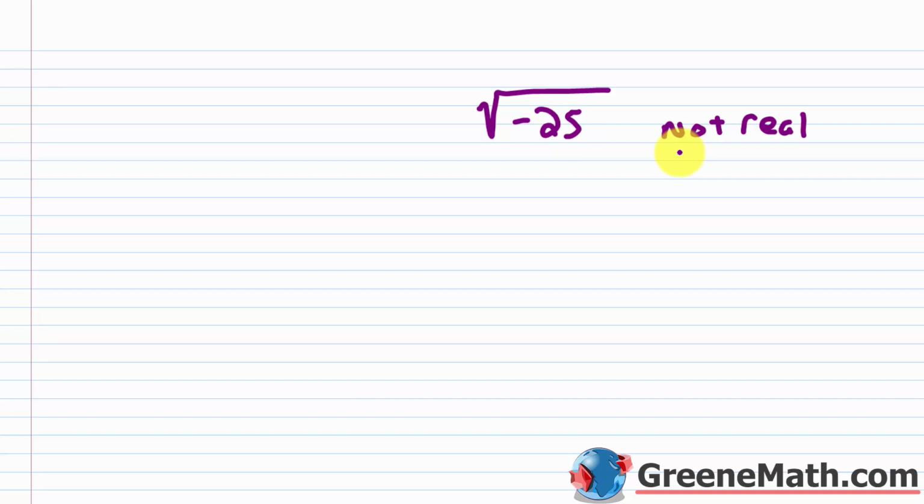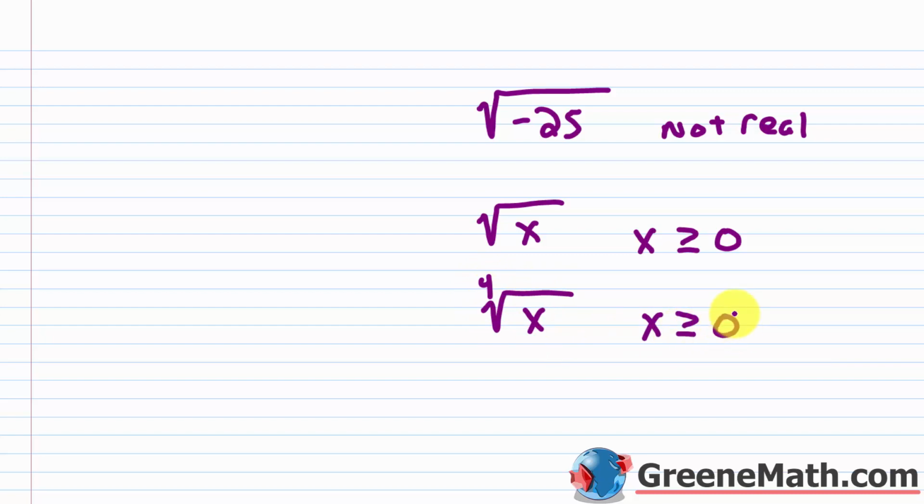So to guard against taking the square root of a negative, when we have a variable involved, let's say we had something like the square root of x, we've got to set that variable as greater than or equal to 0, right? Or if you had something like the fourth root of x, again, x has to be greater than or equal to 0. Because if you plugged in a negative, you can't do that, right? You don't want the square root of a negative. You don't want the fourth root of a negative. You don't want the even root of a negative.